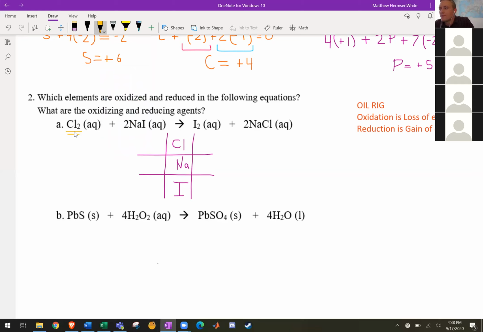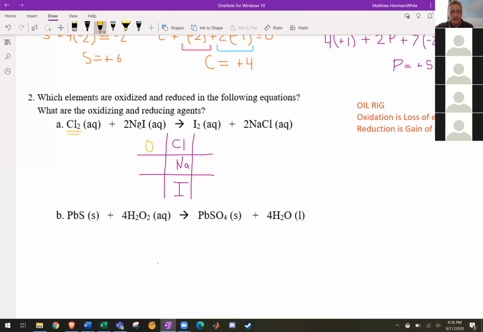Is it 0? Yes, it is, Laura. It is 0. And why is it 0? Because it's just like an element by itself. Yes, that's exactly correct. And that's the answer if you're ever asked. Any element that's by itself is 0. So chlorine, we say, is 0.